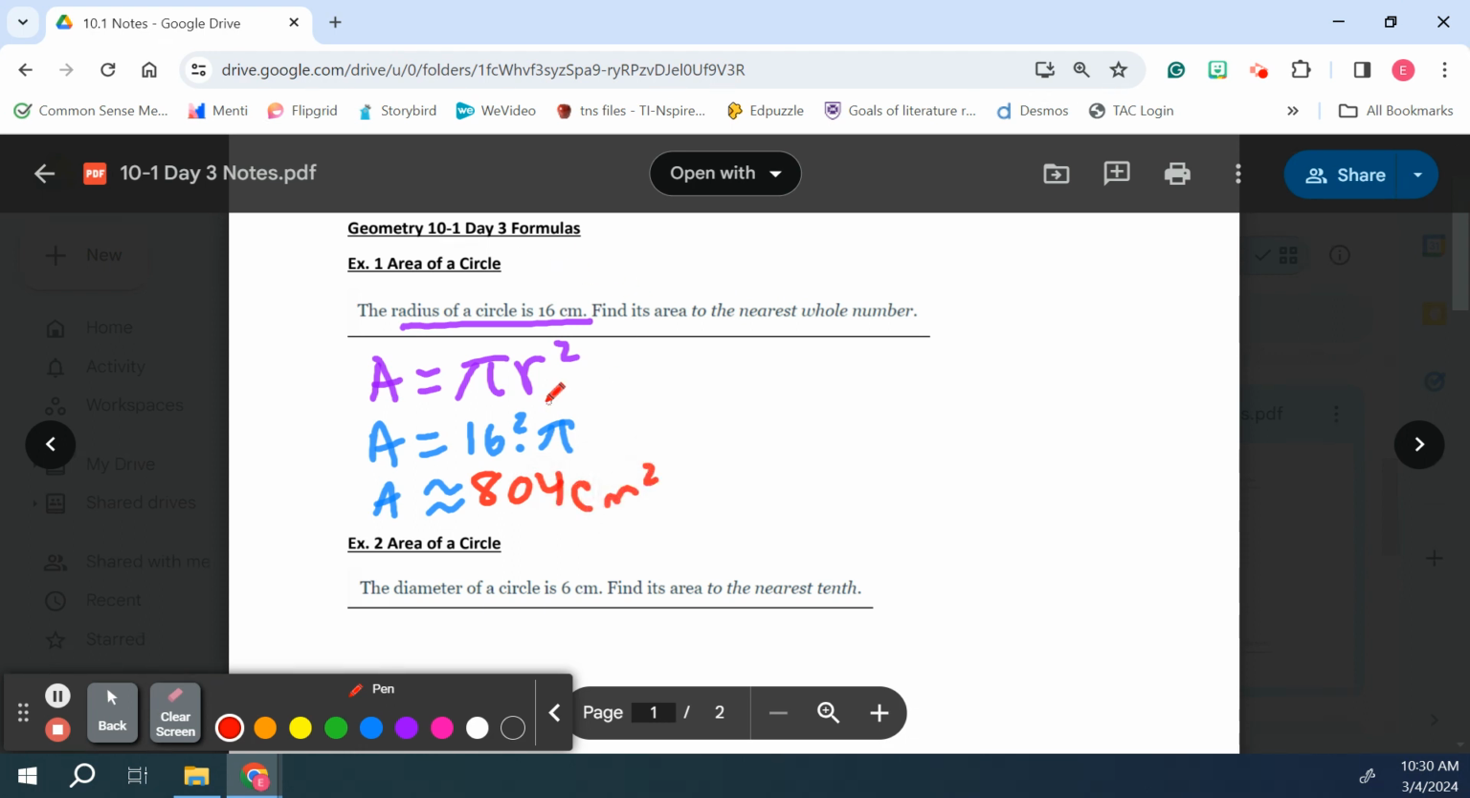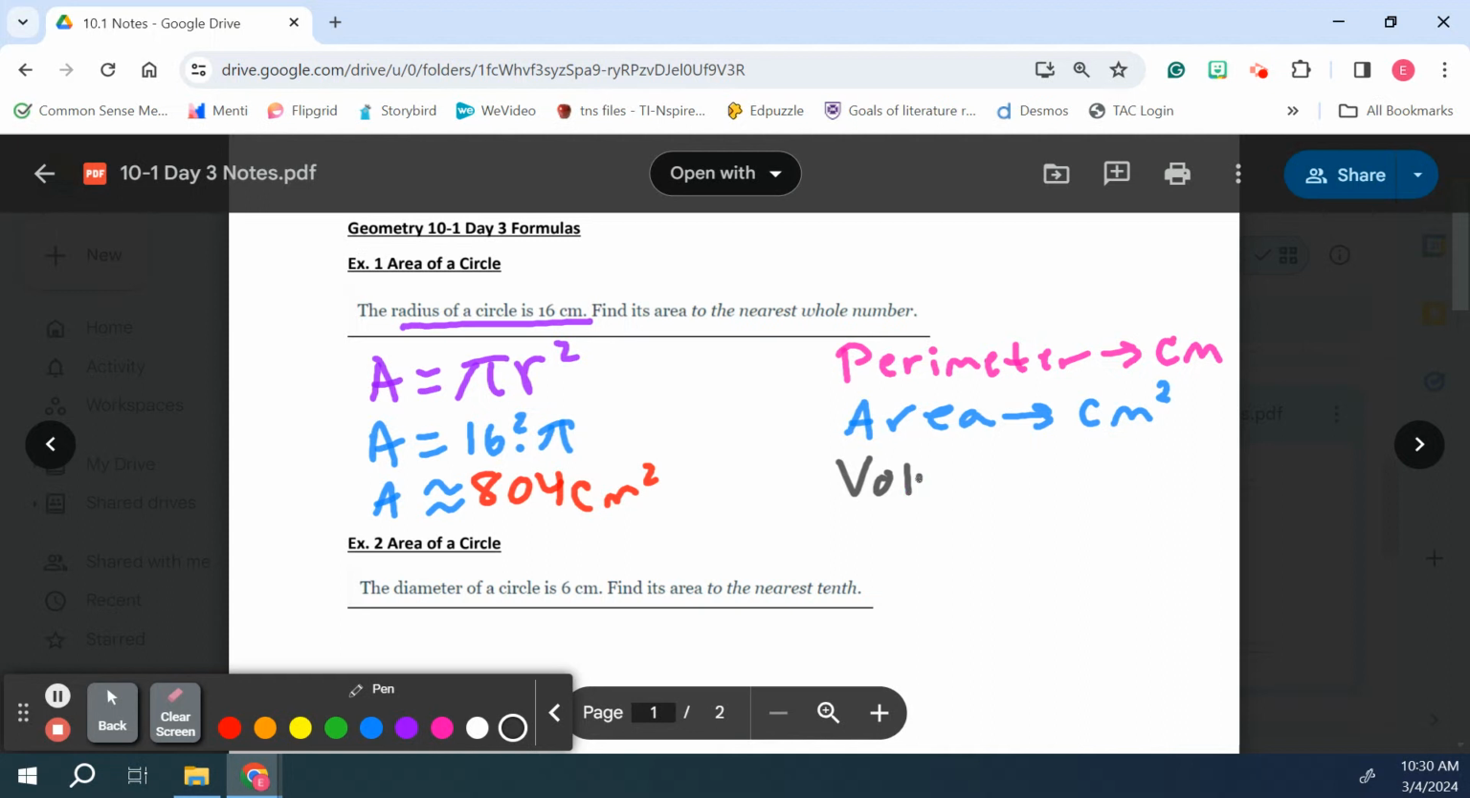Now there's a couple things we need to discuss before we move on to the next problem. First off, if you're talking about perimeter, because we're going to be using this a lot now, remember that is just the unit itself, like centimeters or meters or inches. If you're talking about an area, it's always a unit squared, like centimeters squared. And when we talk about volume, it's always the unit cubed, so this would be centimeters cubed.